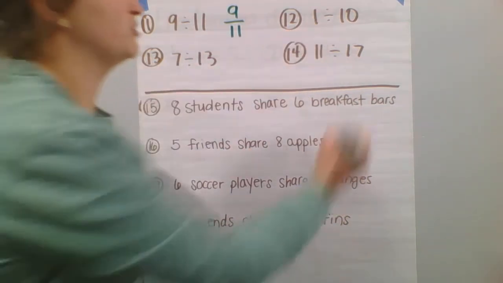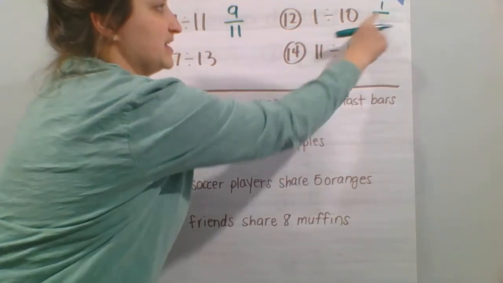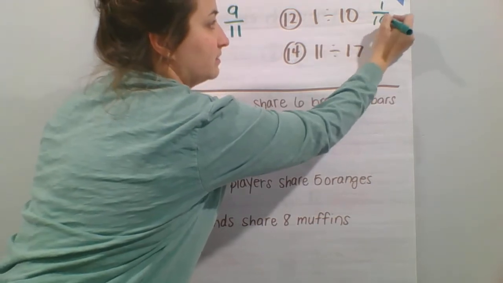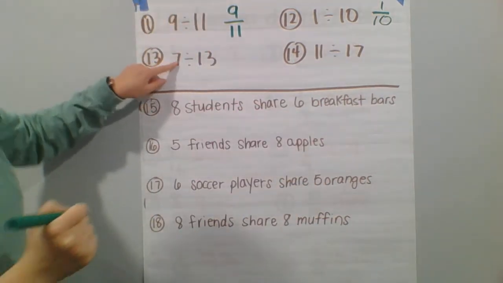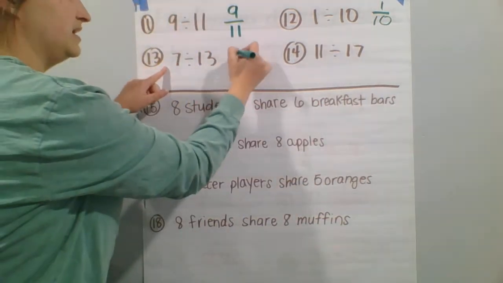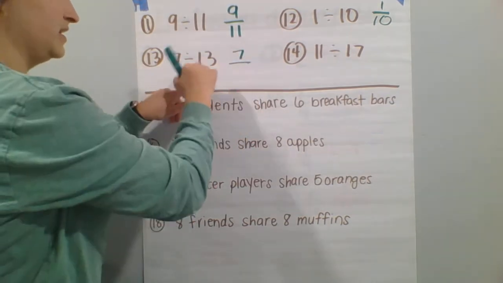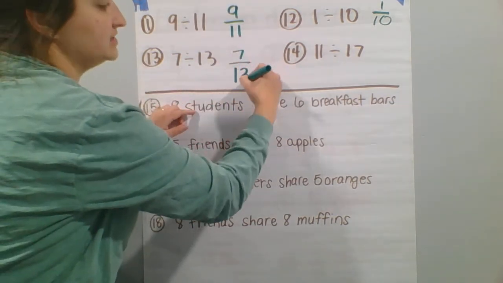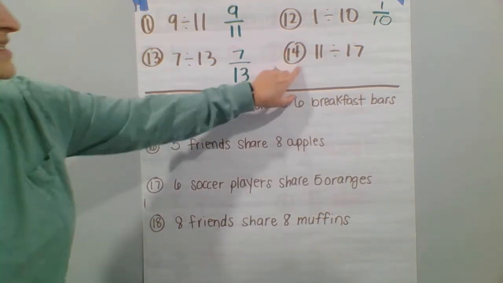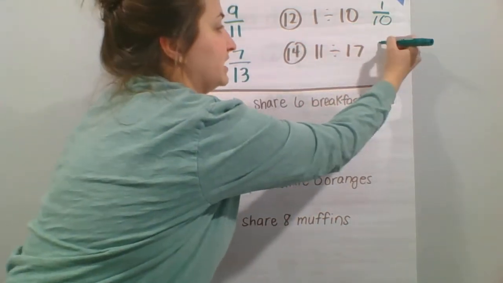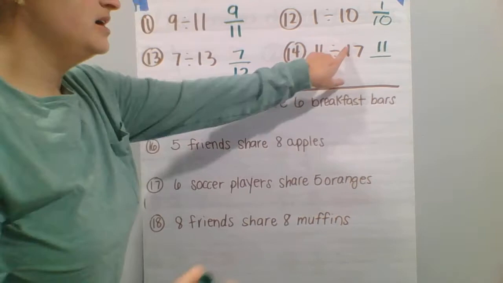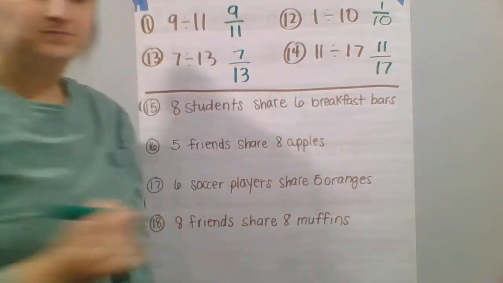Same here. Our 1 is our numerator, and it's being divided by 10, our denominator. 7 divided by 13, 7 is our numerator, divided by 13, our denominator. And then 14, we have 11 divided by 17, 11 is our numerator, 17 is our denominator.